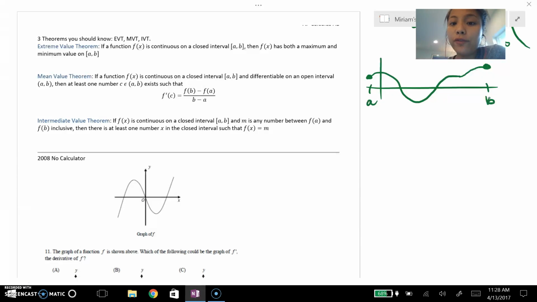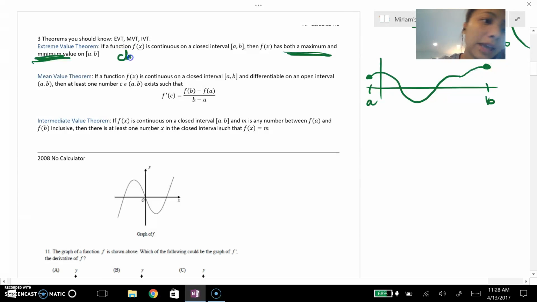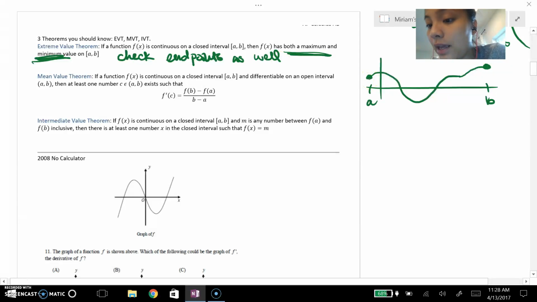Then, the function has to have both a maximum and a minimum. It just has to. Okay, it has to have a maximum. It has to have a minimum. And you have to check the endpoints too to consider. Okay, so maybe the endpoints is the max or min. Maybe it's somewhere in between. In this case, in the picture, this is the minimum, which is somewhere within. But then you also have a maximum, which is an endpoint. Okay, so you have to check.